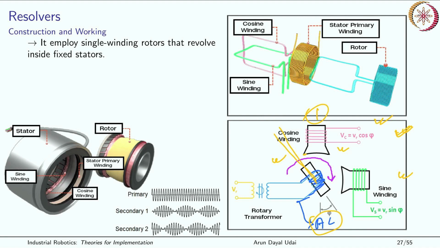If it is at 90 degrees, if it is like this, we will see 0. There won't be any flux passing through this, so almost 0 AC voltage will be induced here. So what about this coil?